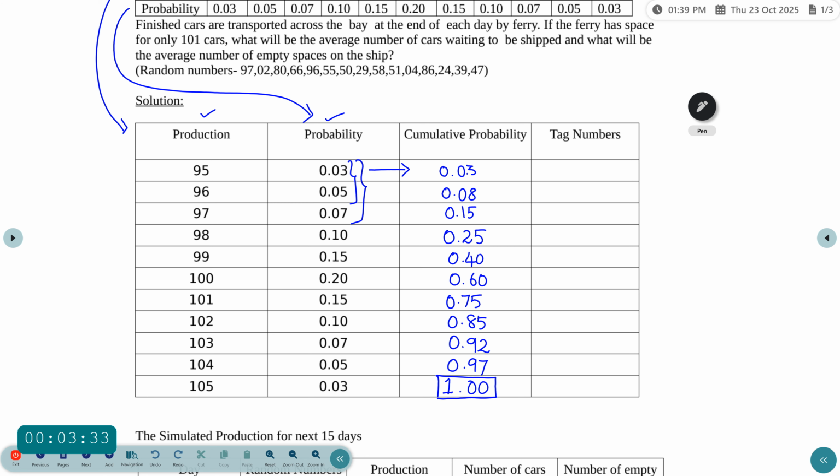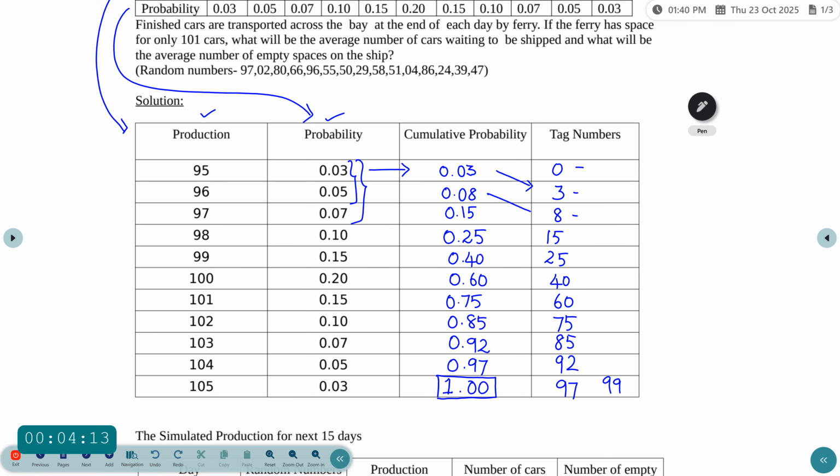So now the tag numbers. Tag numbers start with 0 and end with 99. Tag numbers are nothing but we can write using the cumulative probability value. So 0.03 is 3, 0.08 is 8. Similarly 15, 25, 40, 60, 75, 85, 92, 97. So the tag number is a range.